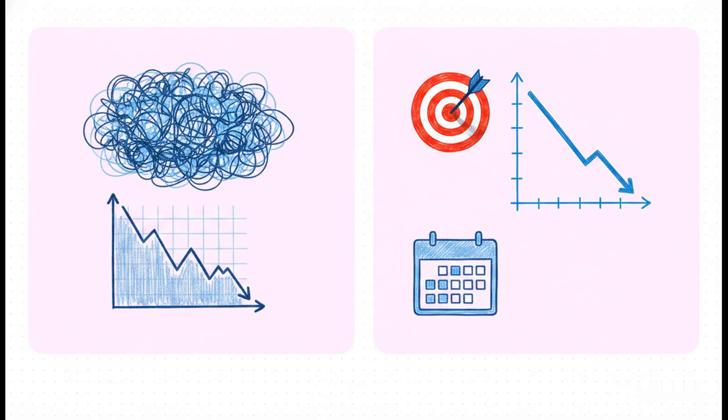The specific script you absolutely must use is, the problem I'm trying to solve is, and then fill in the blank. Notice how the clear version introduces a strict time frame and a measurable outcome? That's a real game changer.